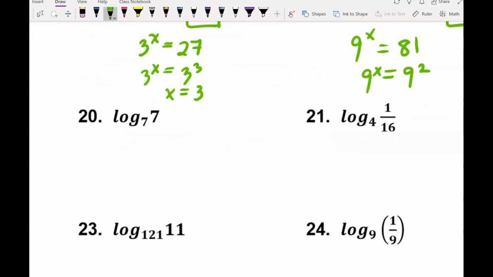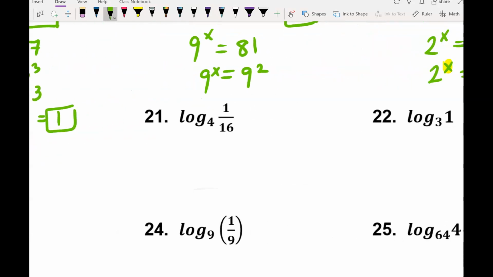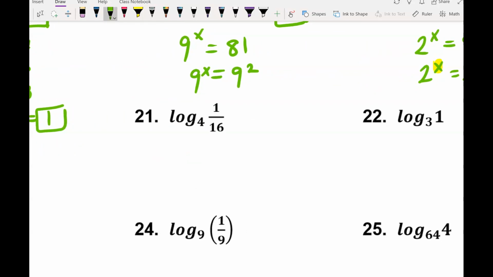Number 20, I'm asking what does this equal? So I'm asking 7 raised to what power gives me 7? Well, 7 is just 7 to the first power, so in this case, x has got to equal 1. If I look at number 21, I'm asking what does this equal? So I'm asking 4 raised to what power is equal to 1/16. This one's a little bit tricky.